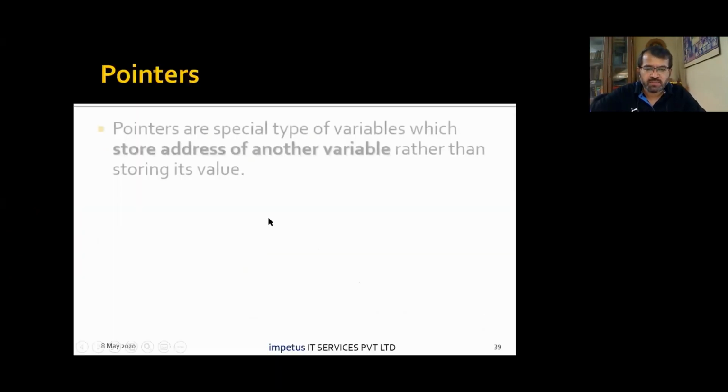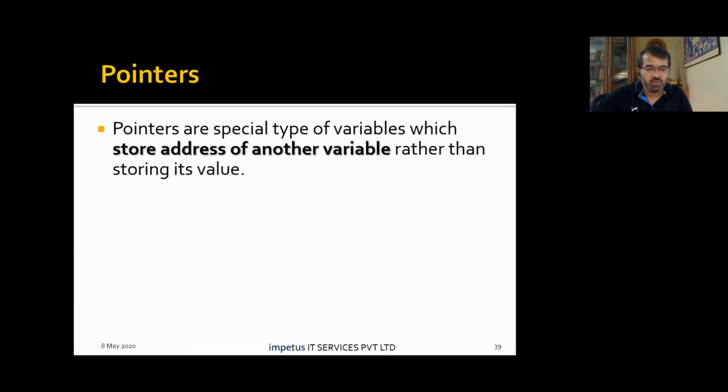So what are pointers? They're special types of variables. And what do these variables store? These variables store the address of another variable. We have an integer variable which can store an integer value, a character variable which can store a character, a double variable which can store a double, but pointers do not store characters, integers, doubles, and so on. Then what do they store?